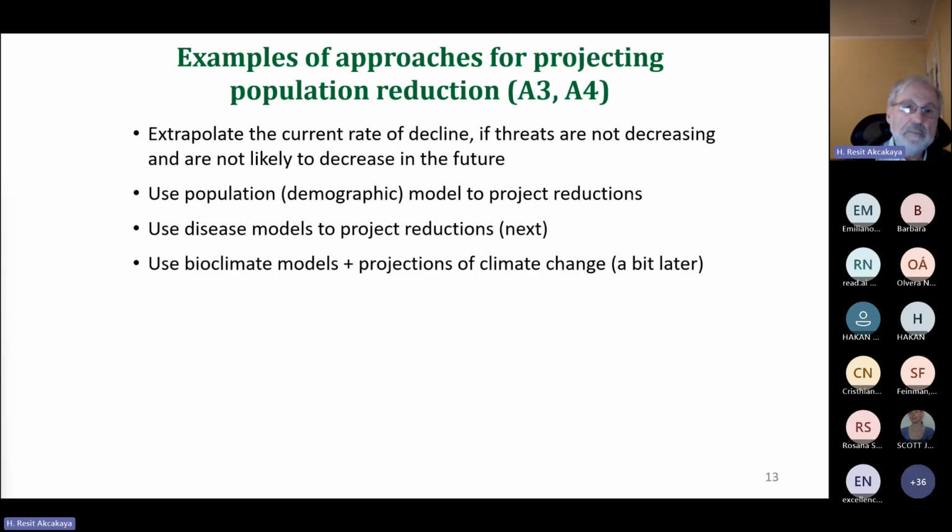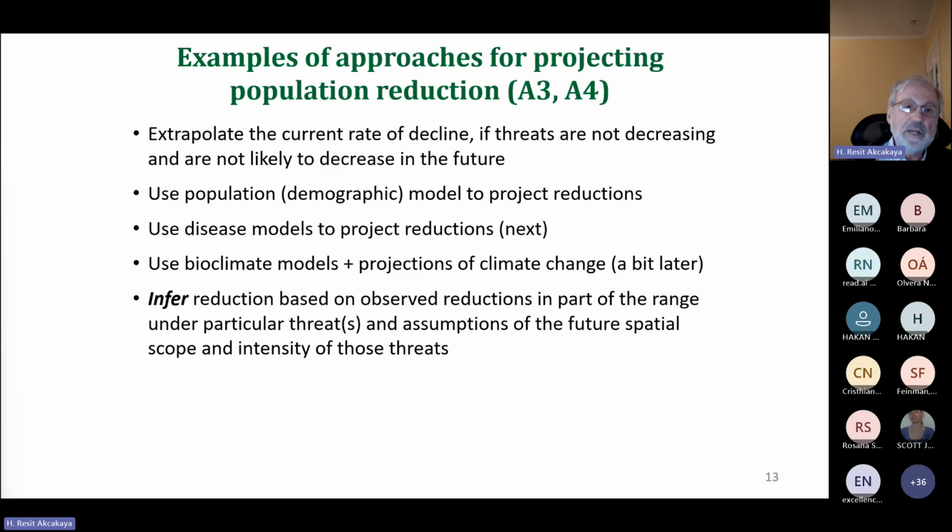You can use bioclimate models combined with projections of climate change, and I'll talk about it a bit later. And you can also infer reduction based on observed reduction in parts of the range of a species under particular threats, and make assumptions about future spatial scope and intensity of those threats. So for instance, part of the range is already under a threat and the species has declined by X percentage there. Another part is predicted to become under the same threat in the near future, right? So you can then, knowing how the species responds to that threat, by how much reduction, extrapolate that to the rest of the range and calculate an overall reduction. And that will be an inference, not an estimation.